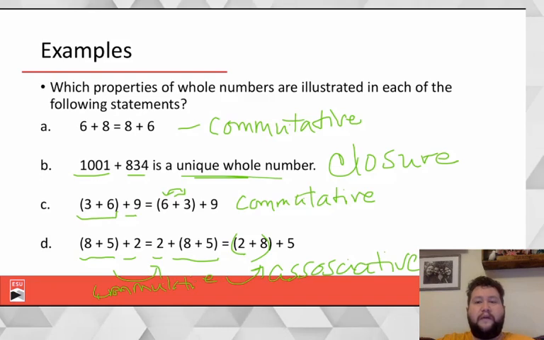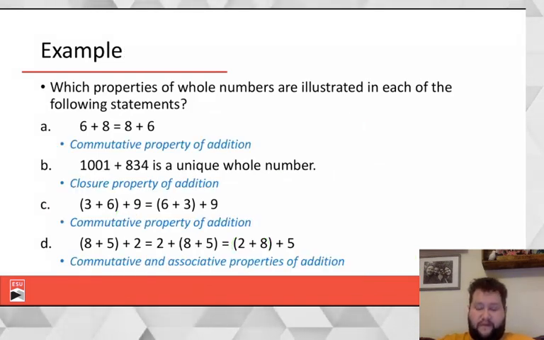And so it's important that when we look at these, we can see what is happening. Why can we make these changes without changing the result? It's because we have commutativity, closure, and associativity of addition. And so here you have those typed more neatly.